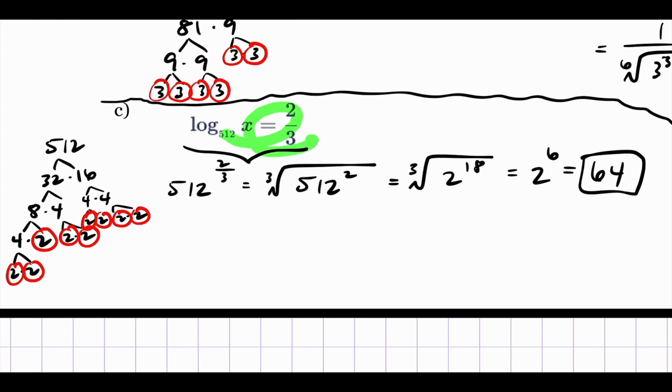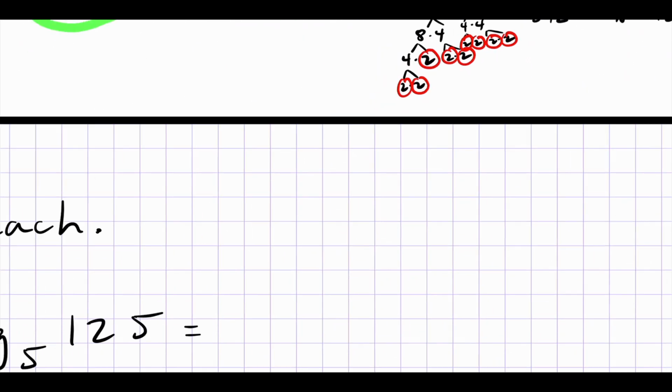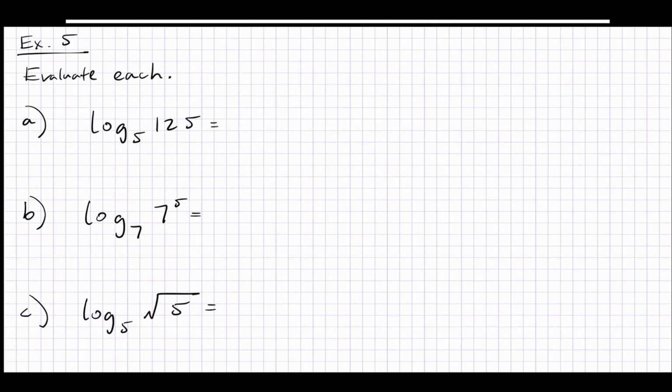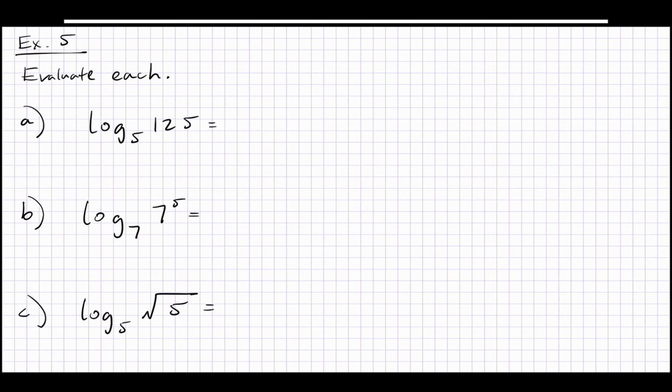Okay. All right. Okay, so last thing we're going to do, then we'll be done. I want you to, in your notebooks, do these 3. Evaluate each. Means give me the answer. What is the answer going to be? What is the missing part? Okay, these 3 and then we're done.